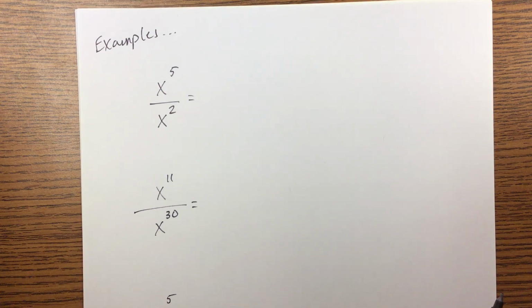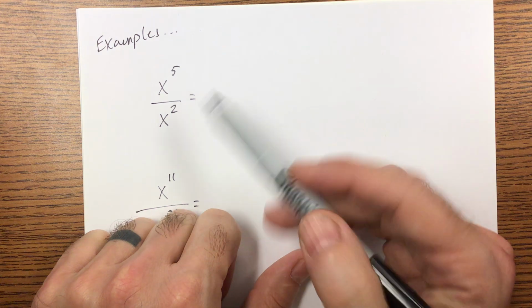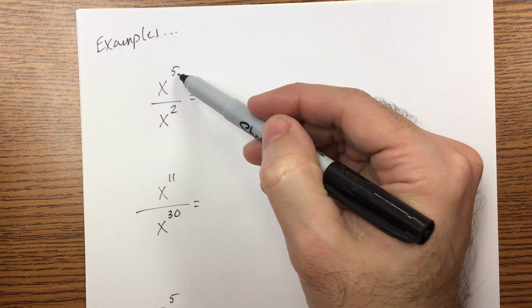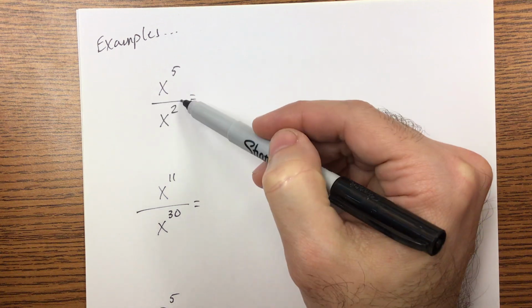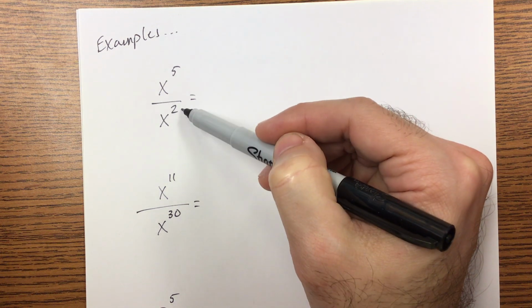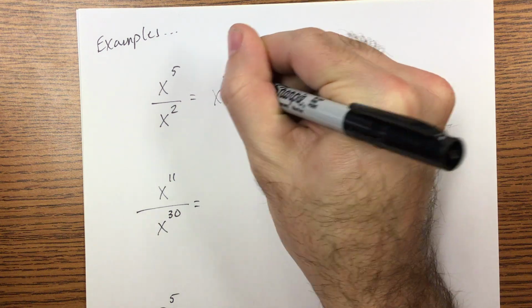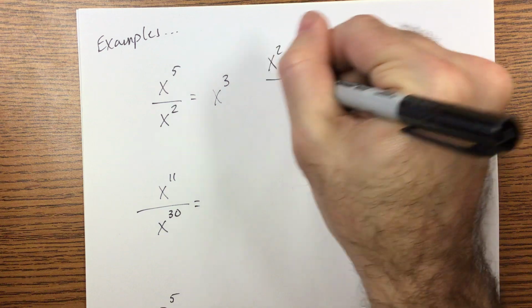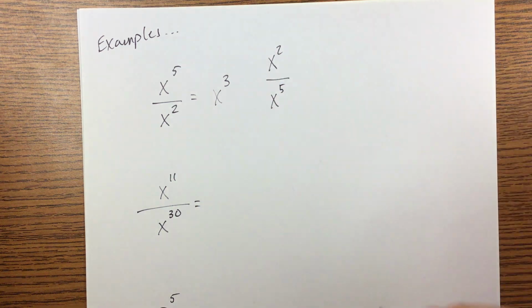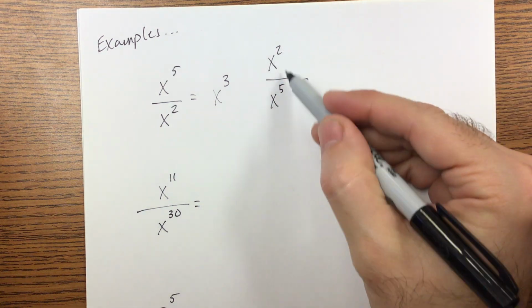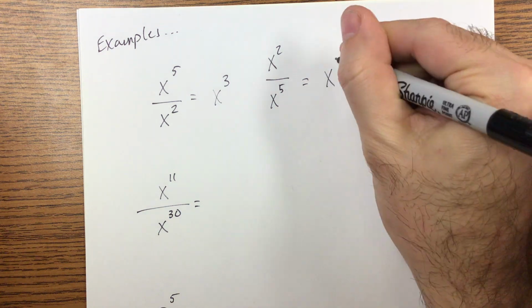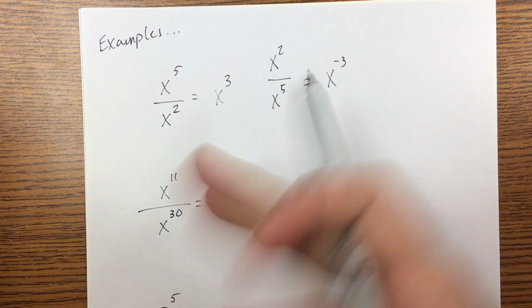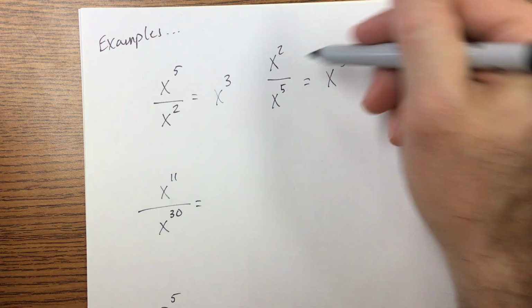All right, look at the first one I got here. So the strategy you might think, and the book will probably teach it this way, is, hey, since we are dividing, we should subtract top to bottom. 5 minus 2 is x to the third, which is fine. But how about when you have x to the second over x to the fifth? Now when you subtract top to bottom, you end up with x to the negative third, which is a problem because we can't have negative exponents, and then we got to fix that. So I have a better strategy.